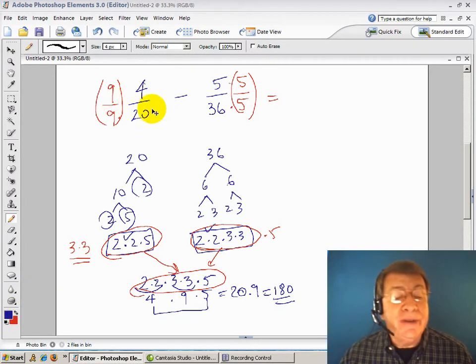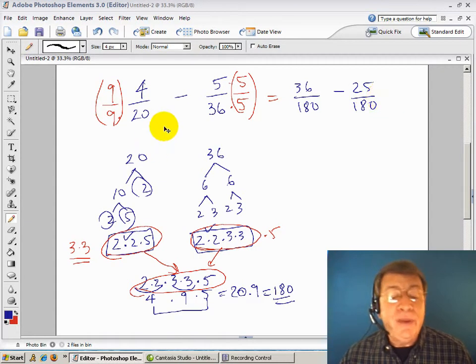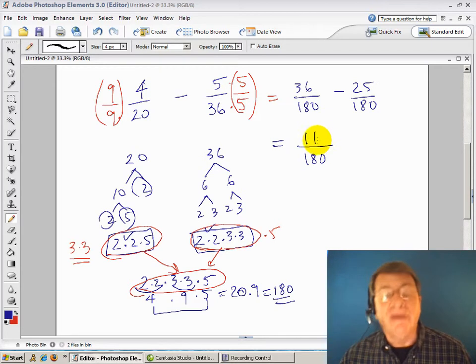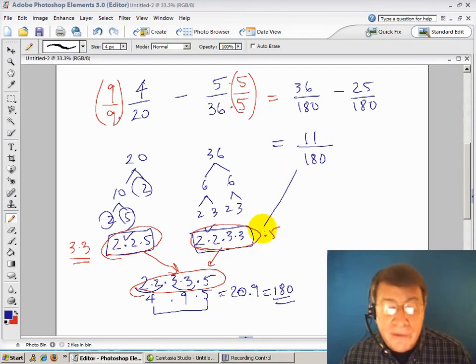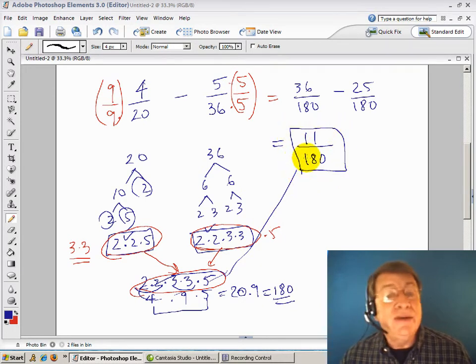Now what I'm left with is 9 times 4, or 36 over 180, minus 5 times 5, which is 25 over 180. Now that we have common denominators, this problem should be very easy. My denominator of the answer is 180. 36 minus 25 is 11. And 11 happens to be a prime number, and 180, which looks just like all of these things here, that 180 doesn't have an 11 in it, so you can see that 11 over 180 is my final answer.